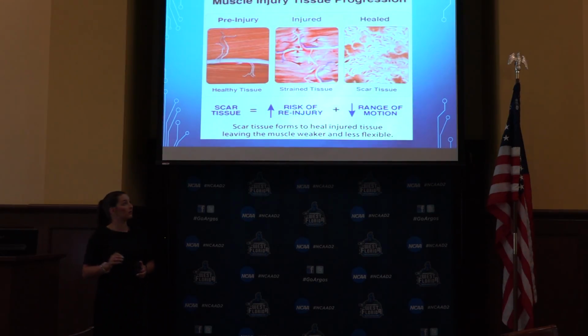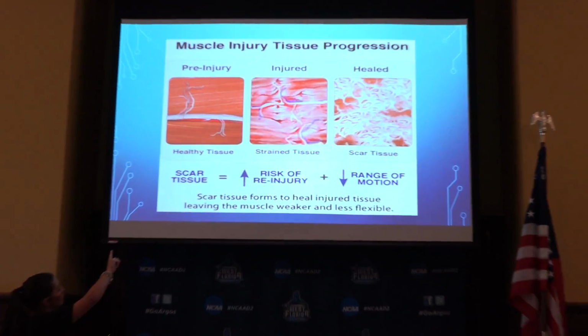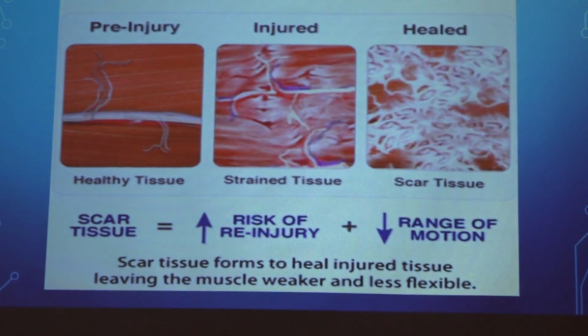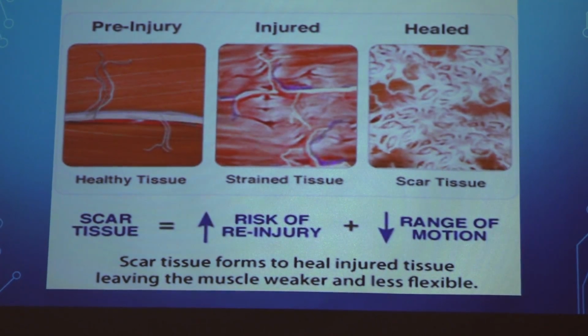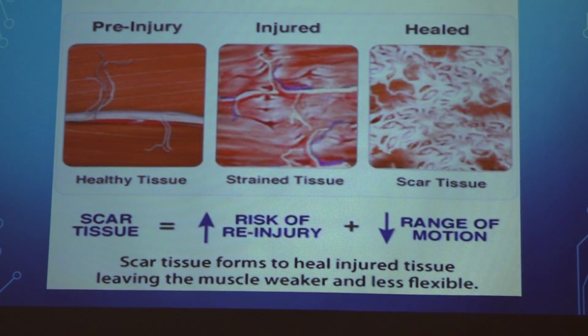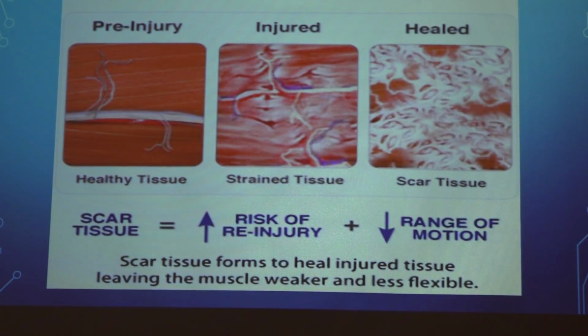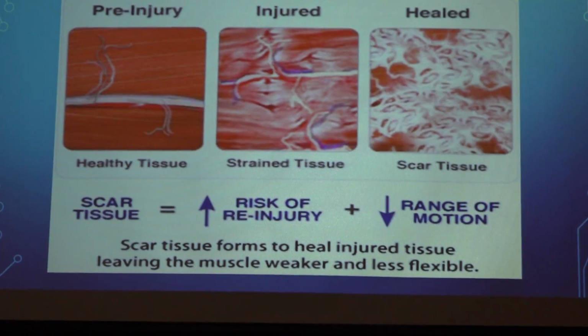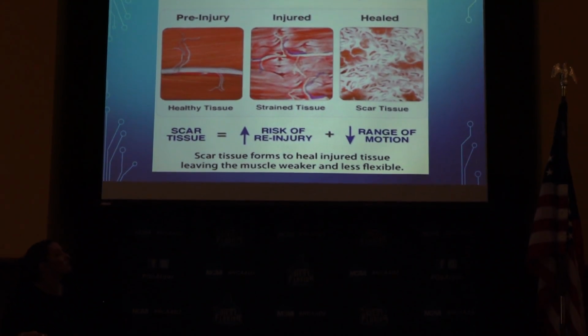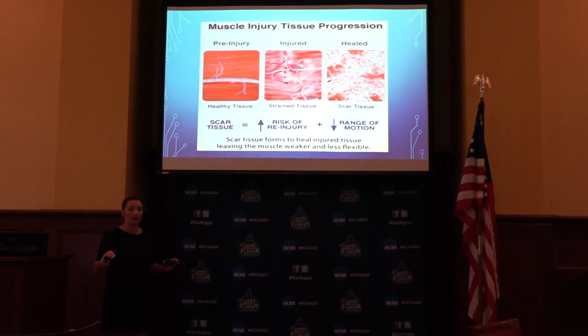So this is a picture. As you can see, this is healthy tissue on the far left. It's pre-injury. This is injured tissue in the middle, and then healed tissue. As you can see, this is not really organized on the far right. And so what instrument-assisted soft tissue mobilization does is lay it down in an organized manner.